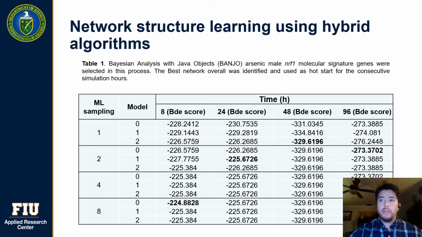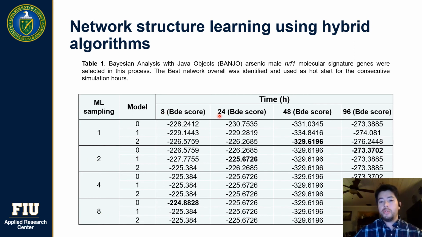Now, when building the network structure learning using hybrid algorithms, I've mentioned before that we used the Bayesian analysis with Java objects, in which all of the NRF1 targets were introduced as discretized variables. This is the design of the model, in which 0, 1, and 2, we have 3 sample replicates, and the machine learning sampling was introduced as 1, 2, 4, and 8 hours of runtime.